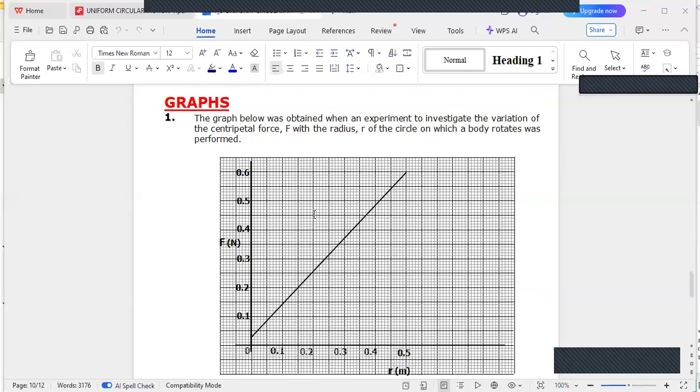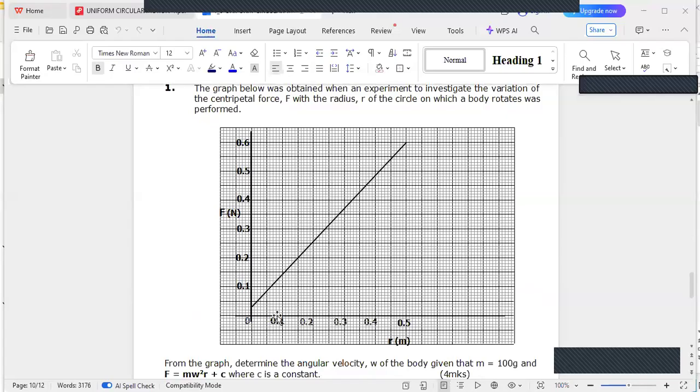The graph below was obtained when an experiment to investigate the variation of the centripetal force F with the radius R of the circle on which a body rotates was performed. So we can see the force against radius. The radius was being changed, then the centripetal force measured. It was done several times, and this is the straight line that was obtained.